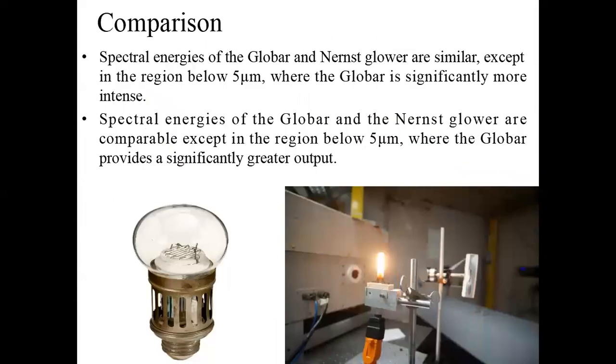Comparison. There is a comparison between the globar and Nernst glower. Spectral energies of the globar and Nernst glower are similar except in the region below 5 micrometer, where the globar is significantly more intense. At the left side of the diagram is the Nernst glower, and the right diagram is the globar.